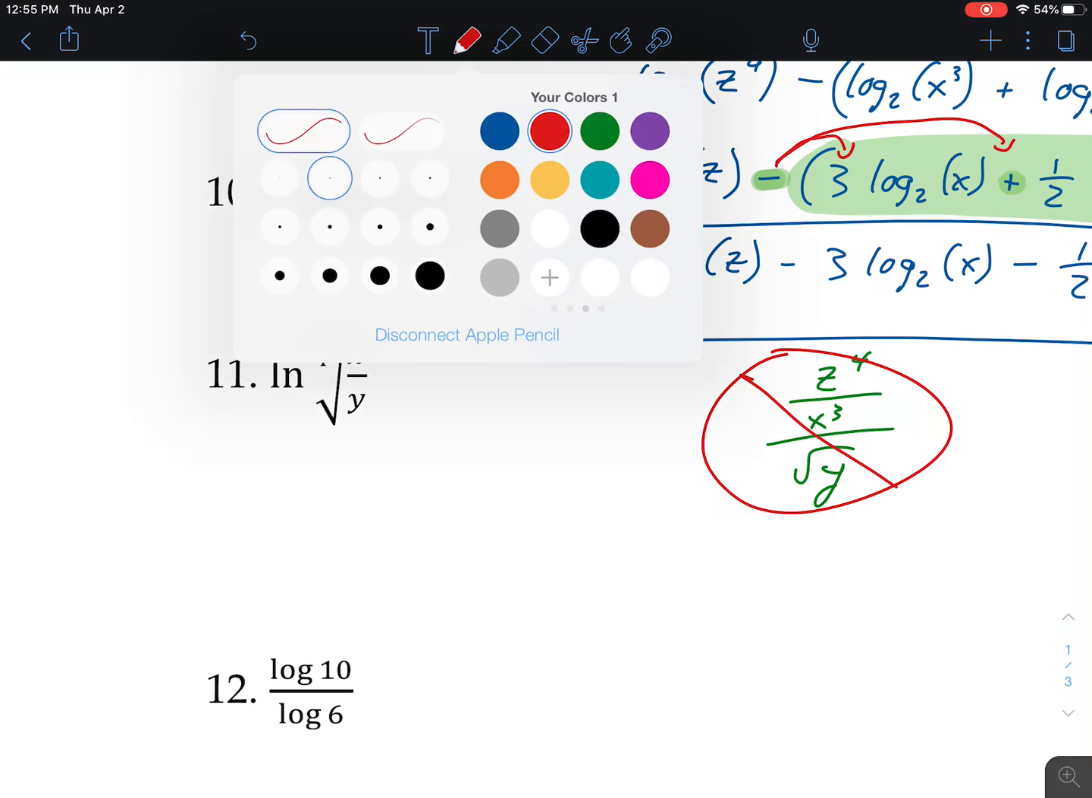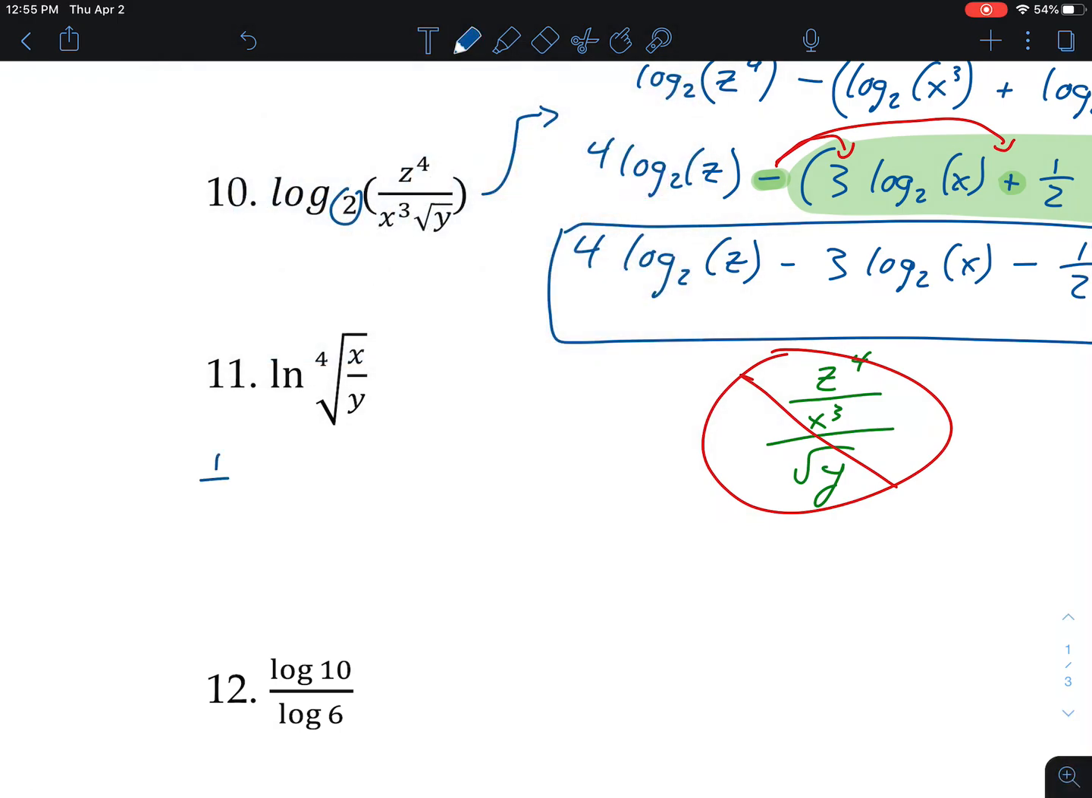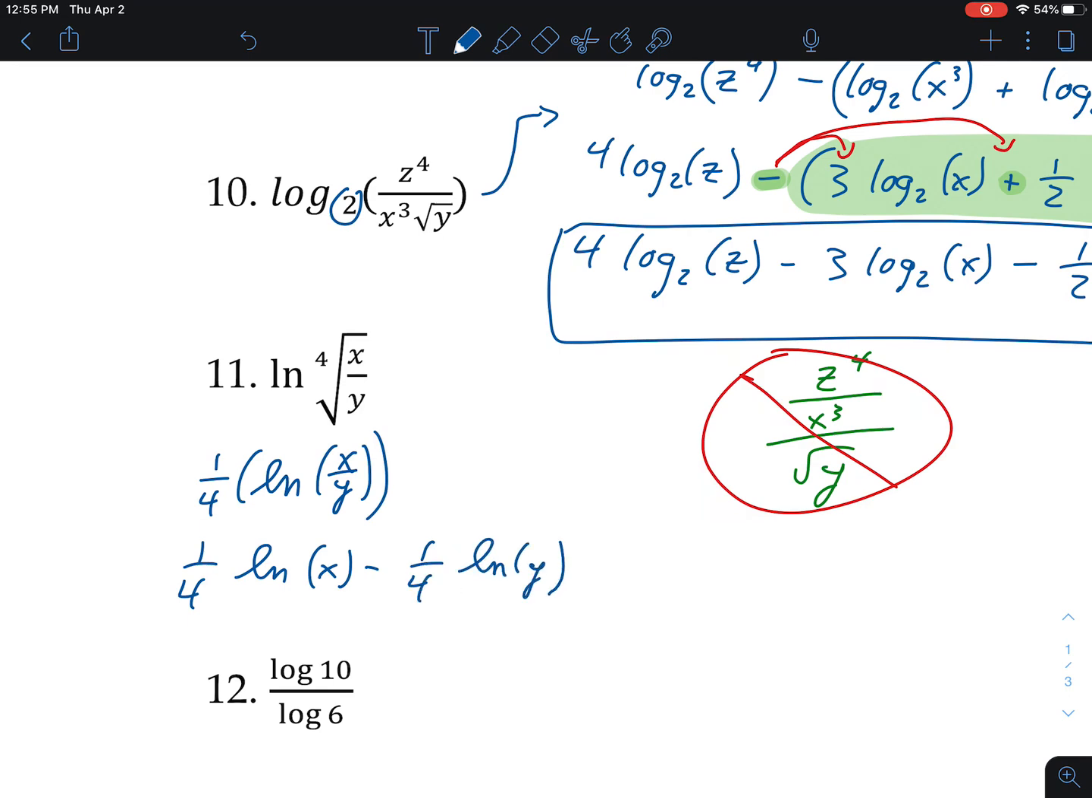We see that the whole thing is under a 1/4, so I can just do this right away. Take the 1/4 out of everything, and now we see divide. We know that that means natural log of x minus 1/4 natural log of y. You could also write it, I guess, as something like this: 1/4 natural log of x minus the natural log of y. They're really both the same. Either one is fine, right? But the 1/4 can come out of everything.